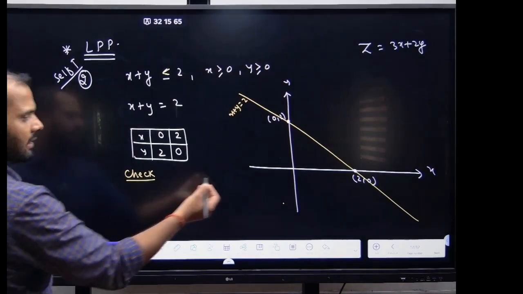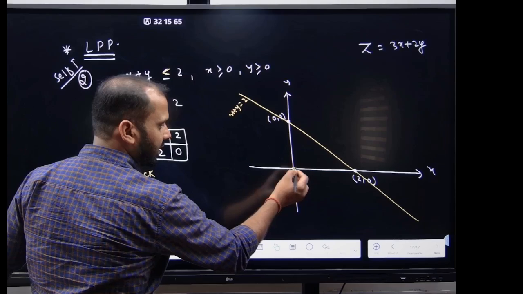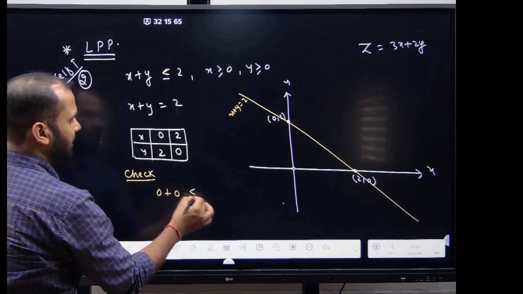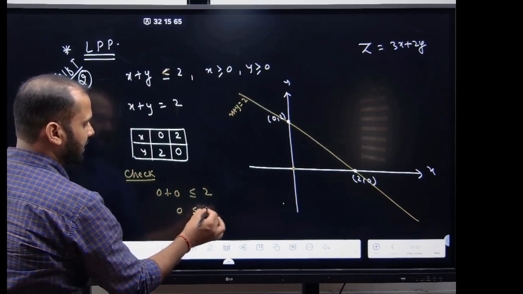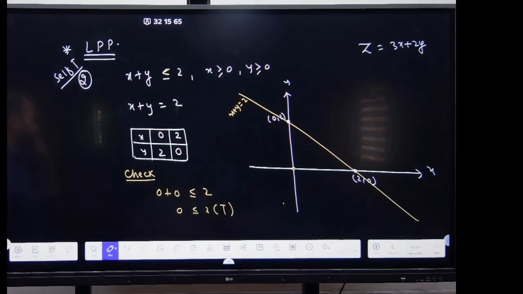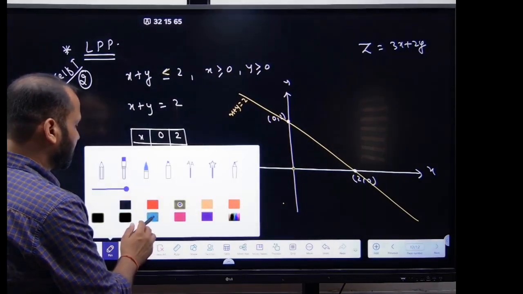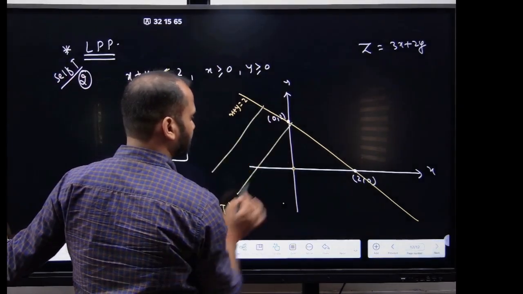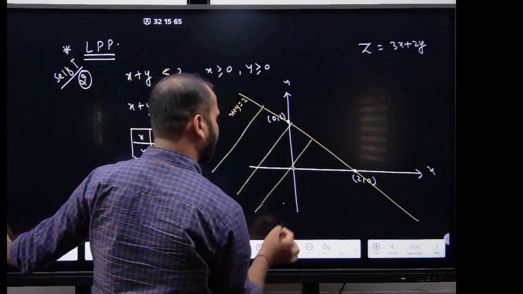How to check? Since the origin is clearly visible on this side, I can check at the origin. 0 plus 0 is less than or equal to 2. 0 is less than 2. Is it true or false? True. It means whichever side our origin is on, that is the answer. Yes or no? So the side towards the origin will be your answer. Which side is your answer according to this? This side will be the answer. Correct?